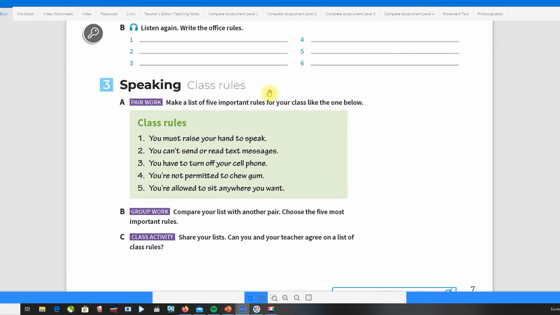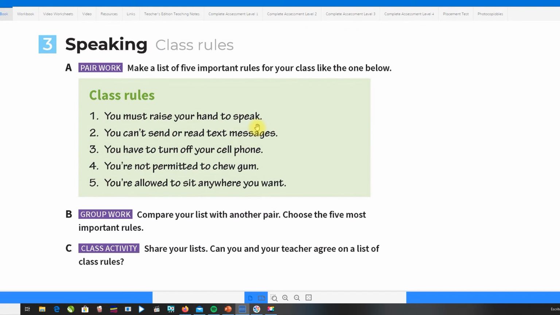Speaking part, class rules. Make a list of 5 important rules for your class. We have an example here. For example, it says you must raise your hand to speak. You can't send or read text messages. You have to turn off your cell phone. You're not permitted to chew gum. And you're allowed to sit anywhere you want. These are 5 rules, and you have to put 5 more important rules for you and your class.